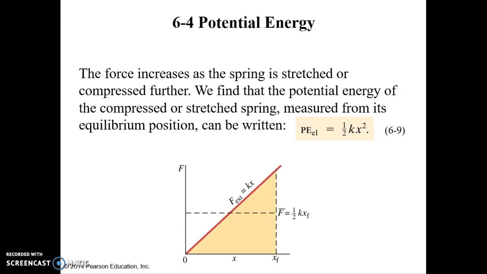The equation for elastic potential energy is 1/2 kx squared. This equation is derived from analyzing the area underneath the spring force graph versus displacement. This area represents the amount of elastic potential energy stored. However, you just need to know how to apply the equation.